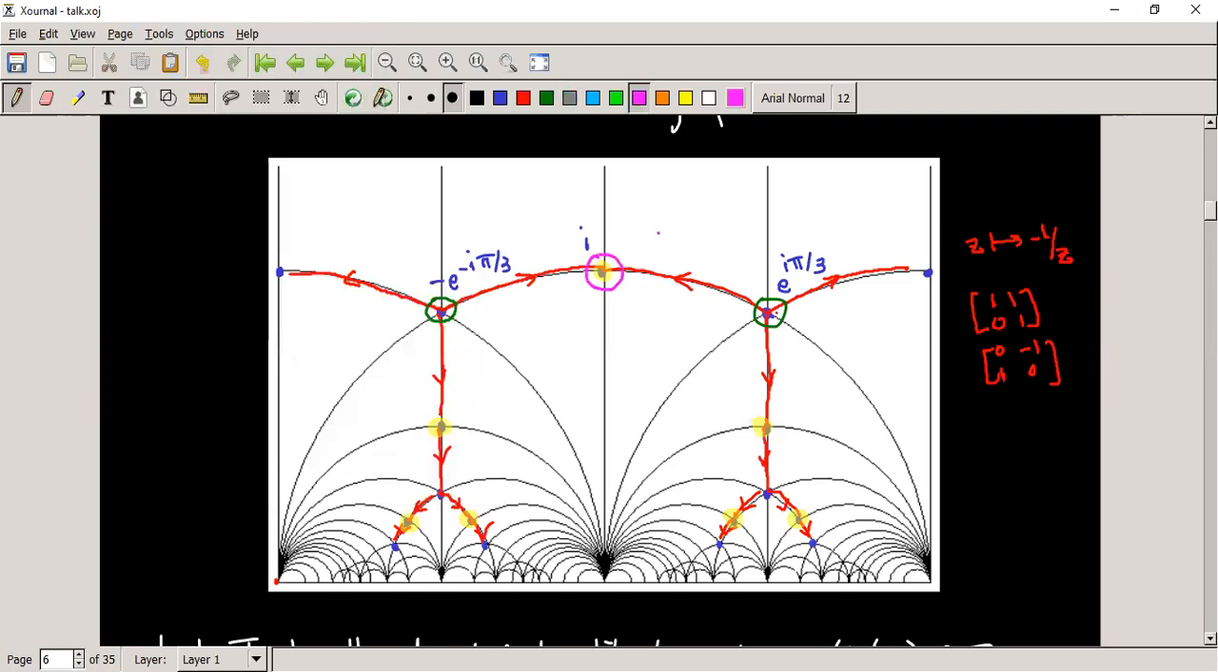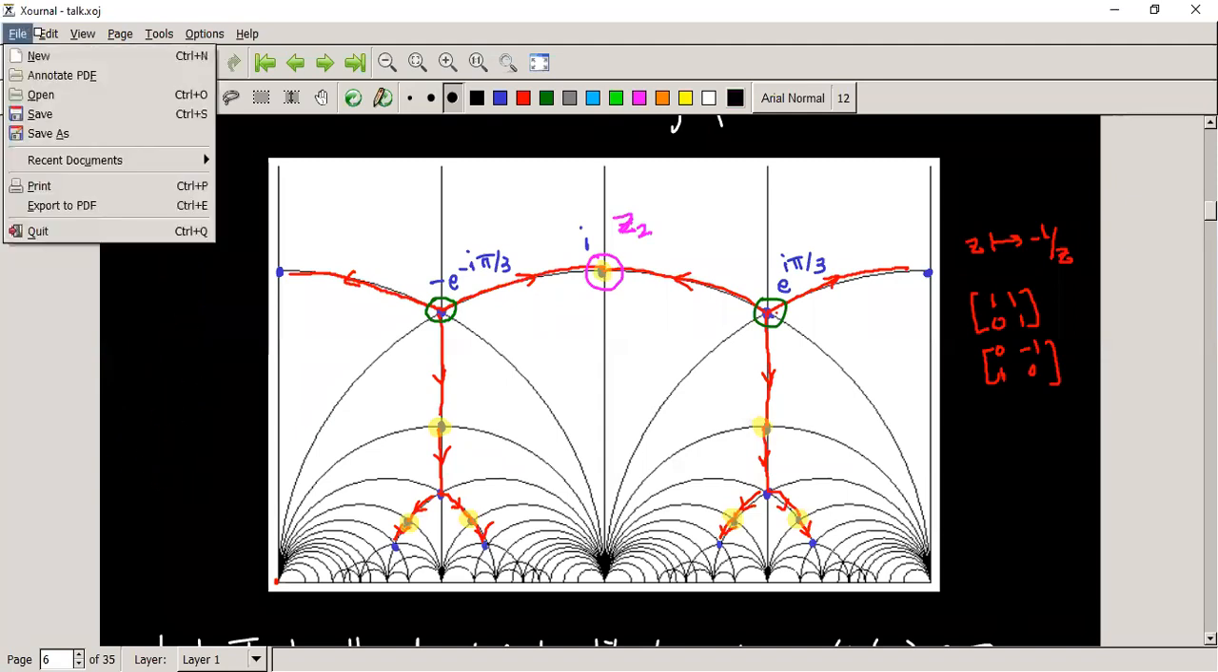So you're saying that there is a Z2 stabilizer associated with this vertex. That's correct, because Z going to minus 1 over Z fixes i. But note that every fractional linear transformation is represented by two elements in SL2R, because we saw this example earlier, identity and minus identity. They represent the same fractional linear transformation. If you multiply all the entries by minus one, they represent the same transformation because we are doing AZ plus B by CZ plus D. So in fact, this Z going to minus one over Z has two matrix representations. What are the two matrix representations?